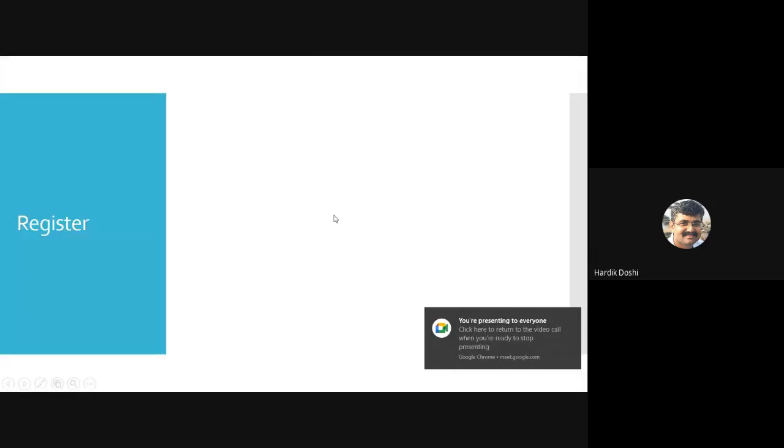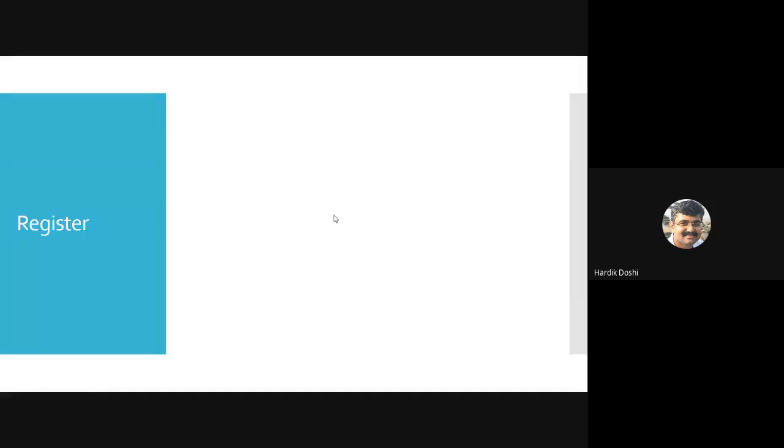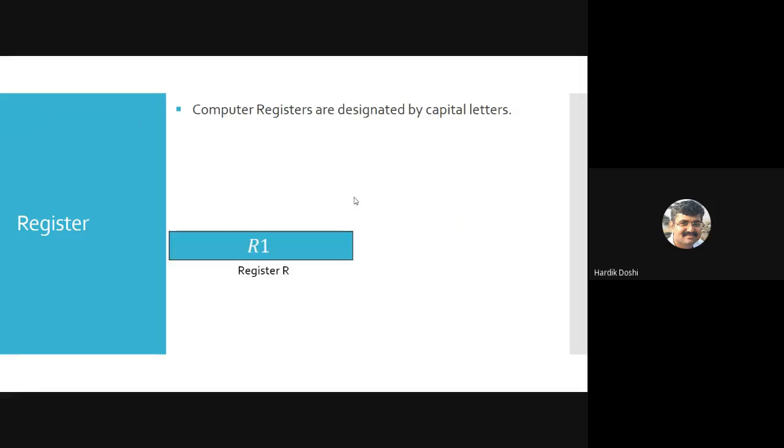Yes. So register. Now, as discussed, register is a group of flip-flops. So let us now go into the detail of it. Computer registers are designated by capital letters. Now we are giving names to the registers. So how can it be given? Likewise, say register R1. This is a register.